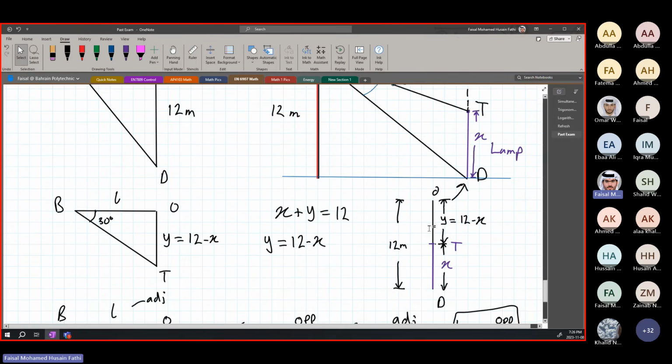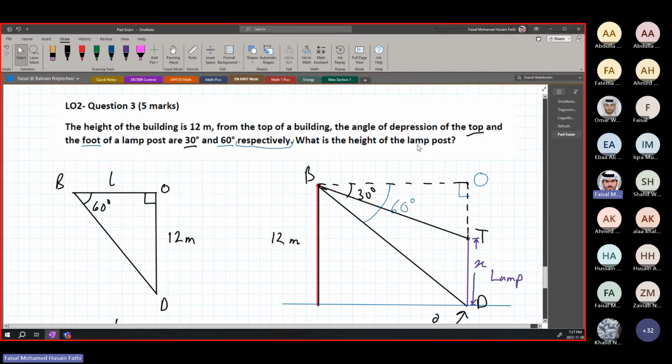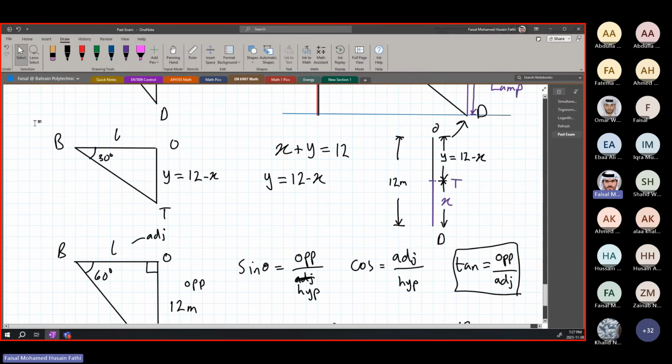Now we don't want to find L, what we wanted was our X value. We want the height of the lamp. The question says what is the height of the lamp post? How do we do that? Now we can solve the second triangle that we got.